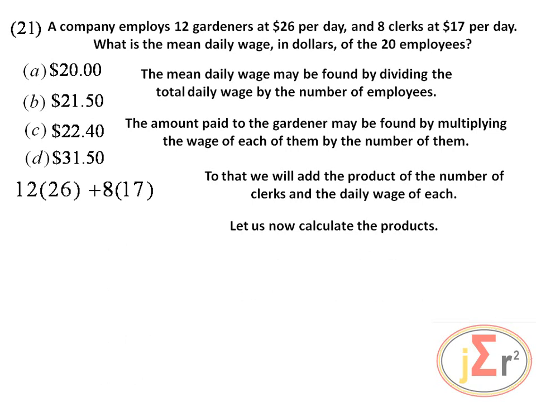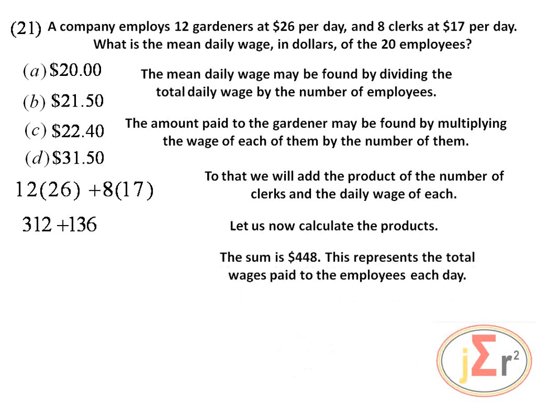Let us now calculate the products. We have 12 multiplied by 26 is 312, and 8 multiplied by 17 is 136. The sum is $448. This represents the total wages paid to the employees each day.